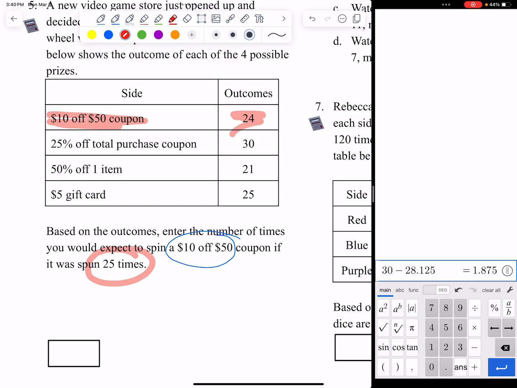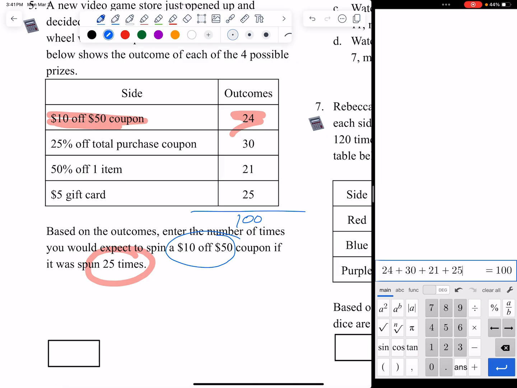So I'm thinking about the last video I made with the ratios and proportions. So these should be a similar ratio. Okay, but what I mean by that is, what is your probability? In this case, it's out of how much? So I got 24 plus 30 plus 21 plus 25. Hey, that's out of 100.